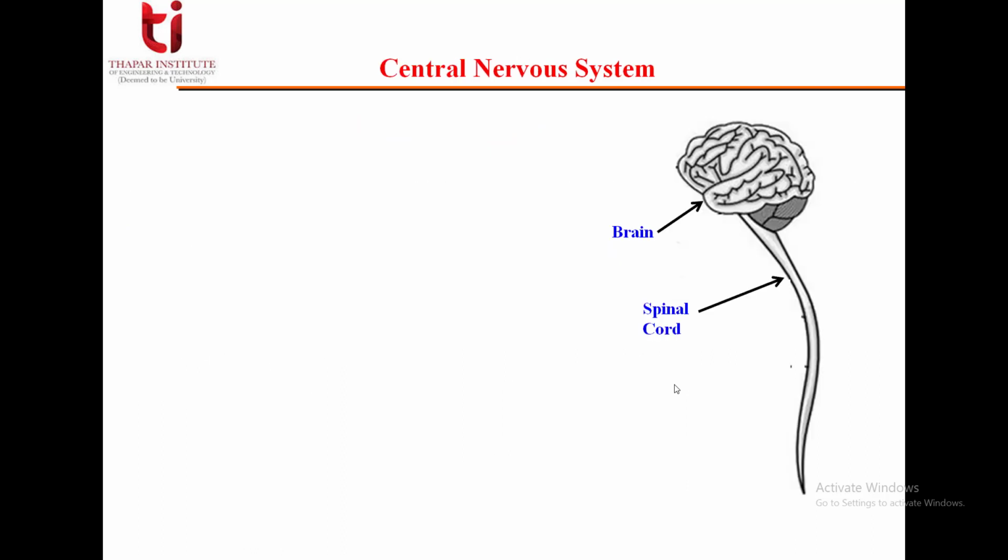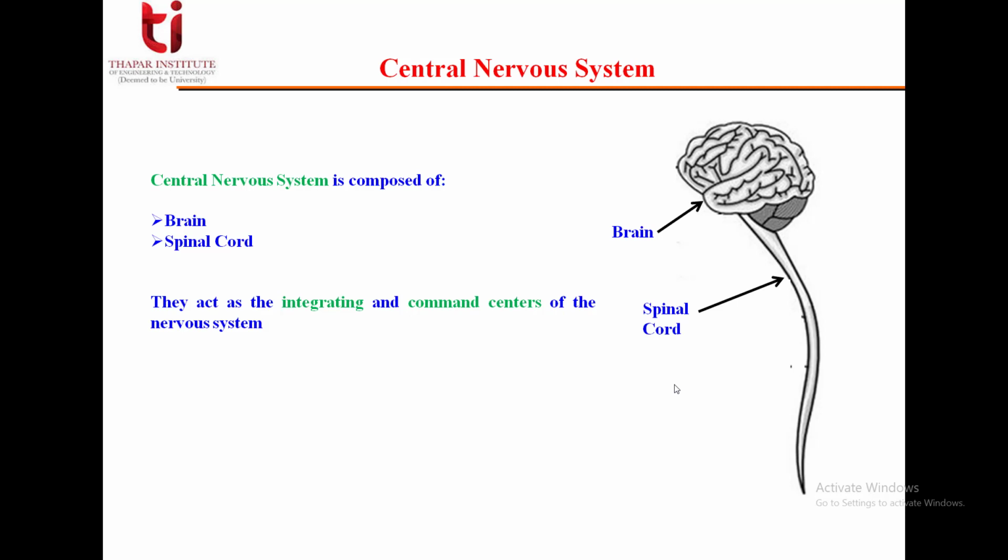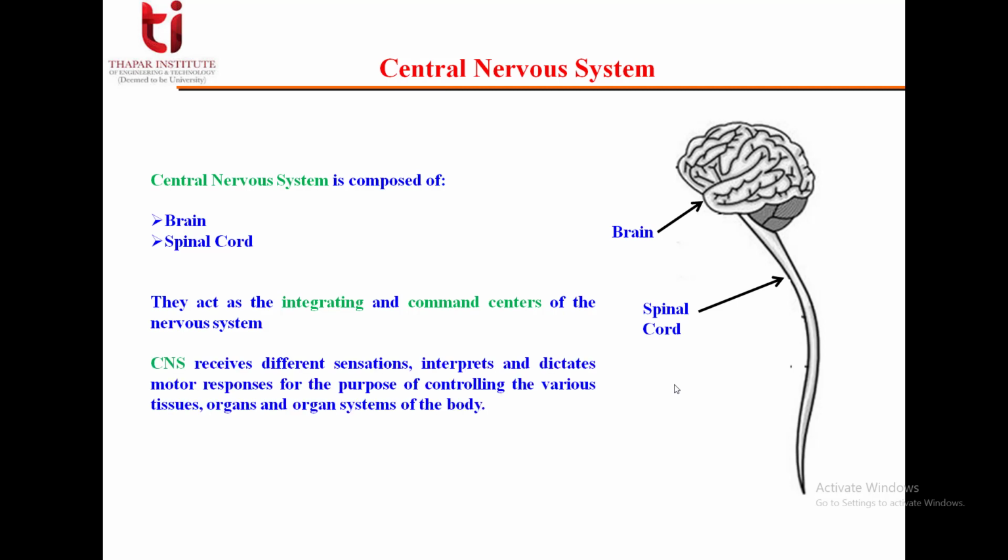Now, as we have seen that the central nervous system, which comprises of brain and the spinal cord, they act as the integrating and command centers of the nervous system. Central nervous system, which is generally abbreviated as CNS, it receives different sensations, interprets and dictates motor responses for the purpose of controlling the various tissues, organs and organ systems of the body.